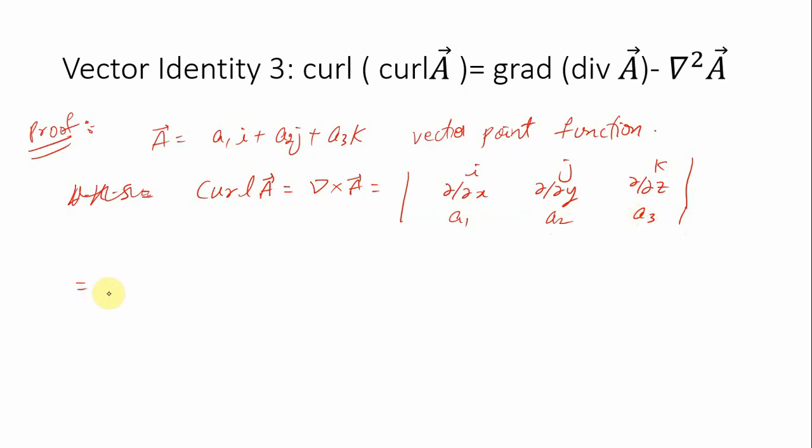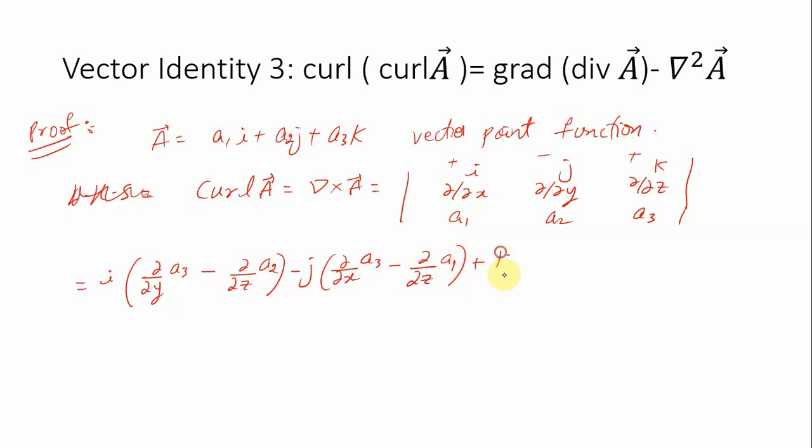So this is going to give you, please remember this is plus minus plus, i into dou upon dou y A3 minus dou upon dou z A2, then minus j into dou upon dou x A3 minus dou upon dou z A1, plus k into dou upon dou x A2 minus dou upon dou y A1. This is what we have calculated, the value students.